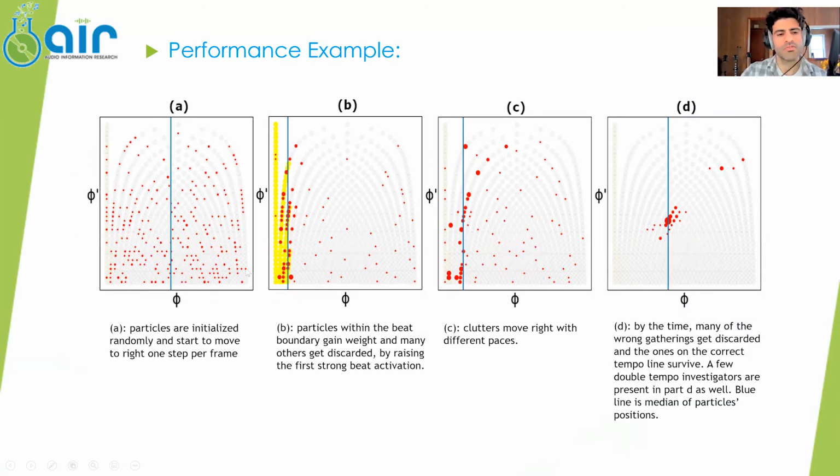So here is an example. First, at plot A, we distribute the particles randomly, and then they start to move forward. And when a high probability of beat occurs, then the particles within the beat interval get a high weight and the rest get discarded. And after a bunch of iterations, they converge to the actual position. And in here also the vertical line, the blue line, is the median of this cluster and gives us the position of the current frame.